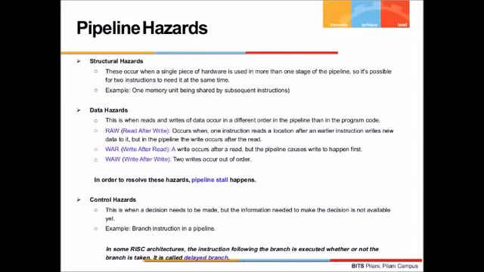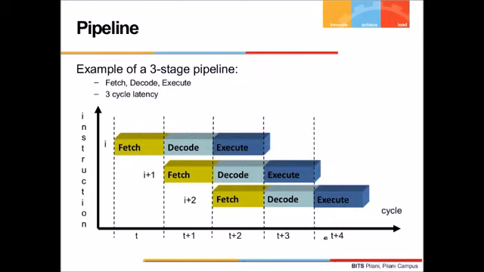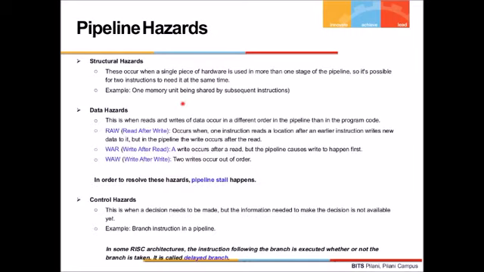For example, take this execute stage. Suppose this instruction requires the execute stage for 2 cycles. At the same time, the next instruction may require it too, right? So one instruction has to wait for that. Similarly, suppose there is one memory unit which is shared by subsequent instructions, then one has to wait for the previous instruction to complete. So this is called a structural hazard.